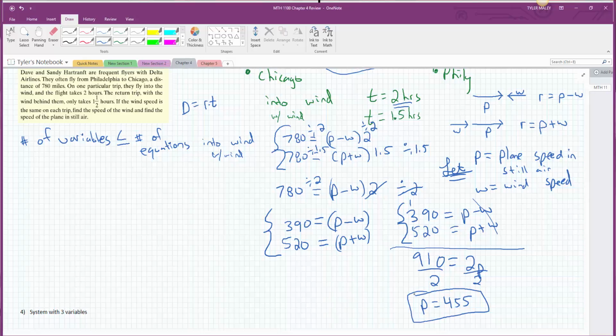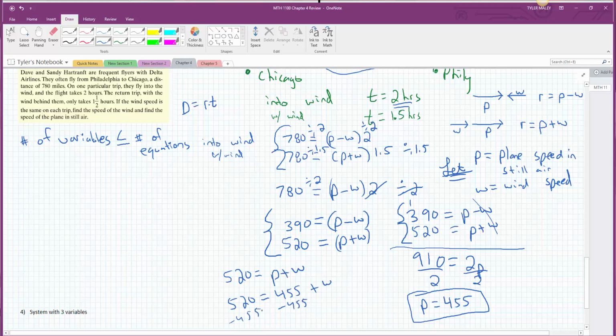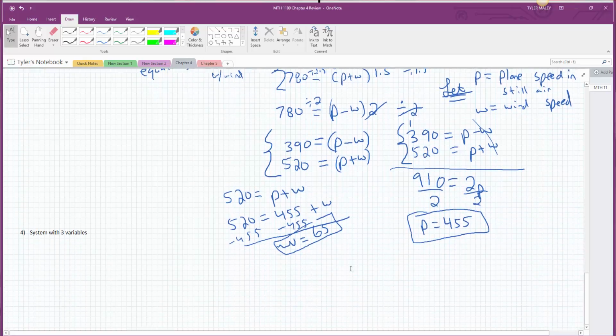So then to find w, I just pick one of these equations. I know 520 equals p plus w. So we'd have 520 equals, p we found to be 455, plus w. If I subtract 455 from both sides, I get w equals 65. So I found p, I found w. Good.